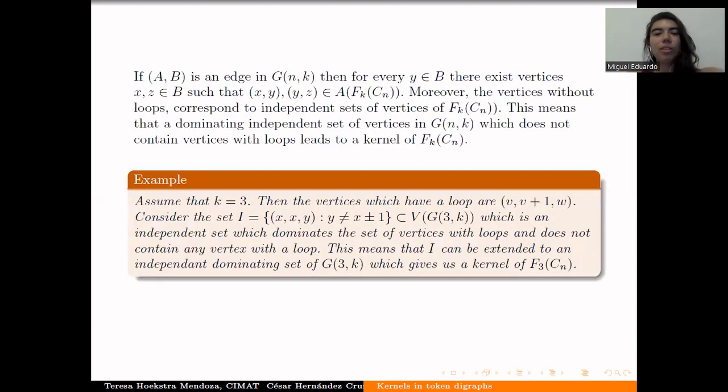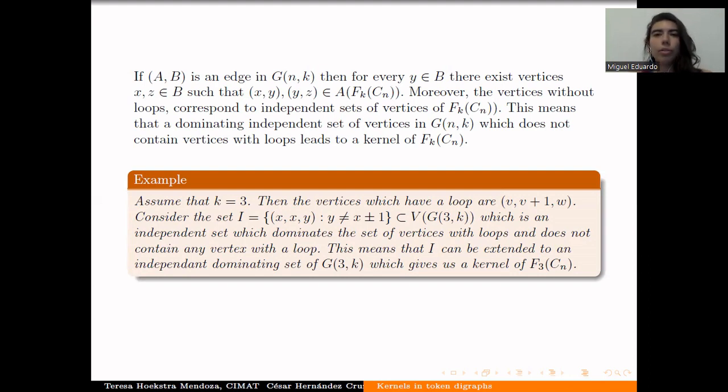Okay, I'm not going to give the details on what the dominating independent set is because it requires many cases and I do not have time. But if you want to know, I'm happy to email it to you.